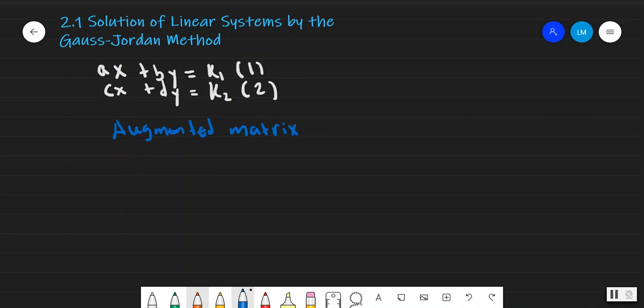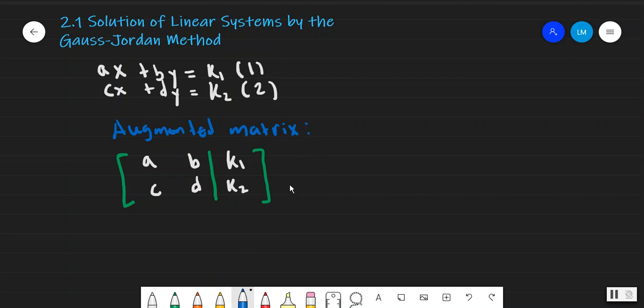We call this an augmented matrix, where it's essentially the list of all of the coefficients of the system. We use brackets to notate these, and we'll have A, B, C, D, and then we'll separate the coefficients with a vertical line. That vertical line is in place of the equal sign. So we have that this is K1 and that's K2, and then this closes. So this is going to be our augmented matrix.